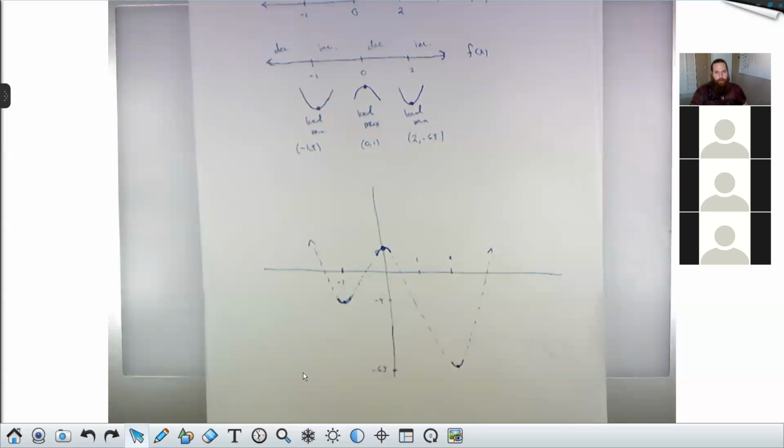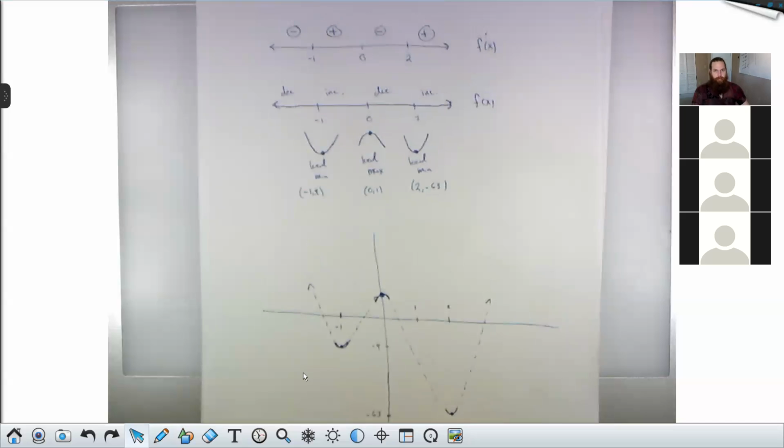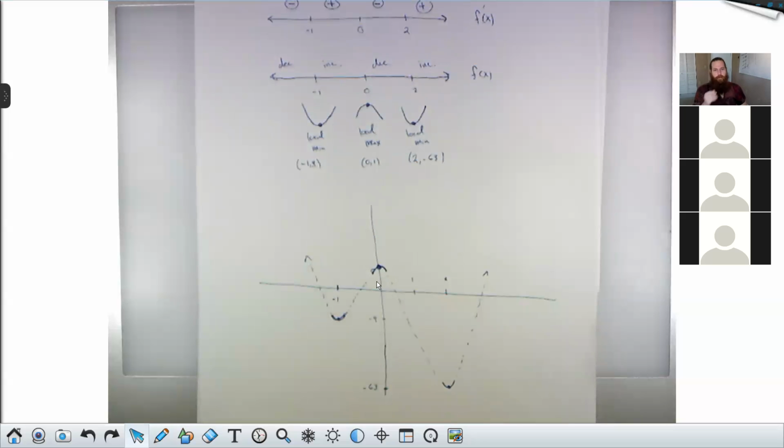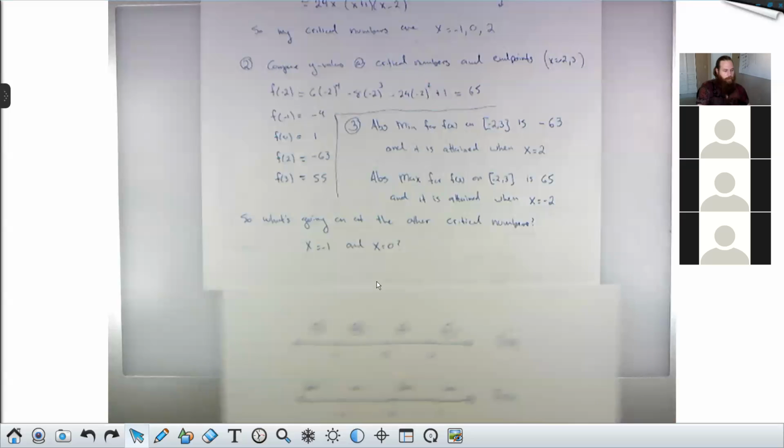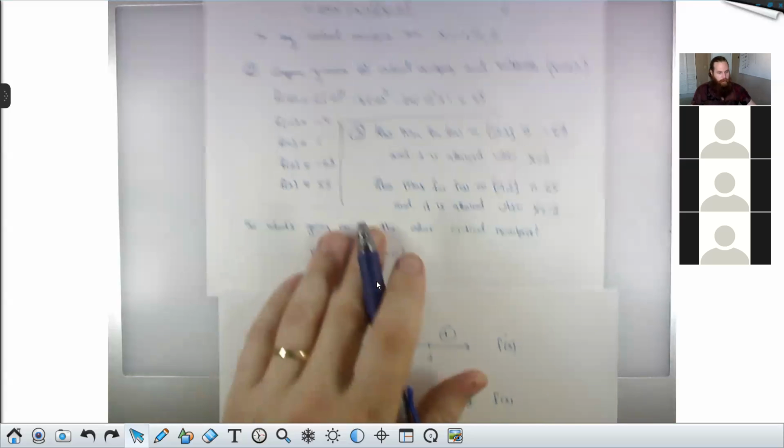It's that you can find where a function is increasing and decreasing by finding out where its derivative is positive and negative. And once you know where a function is increasing and decreasing, you can identify the local extrema. So this is the main point. Now, how do we connect that to what we're doing here? Well, we can just extend the solution to this problem a little bit.